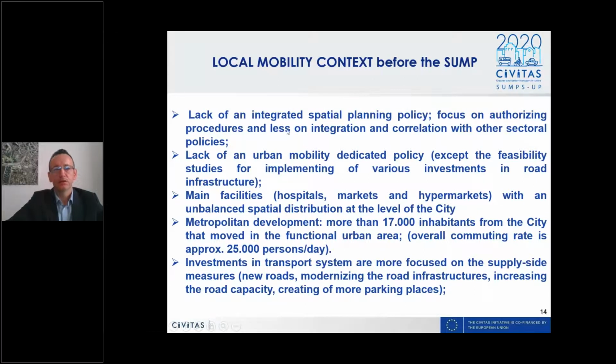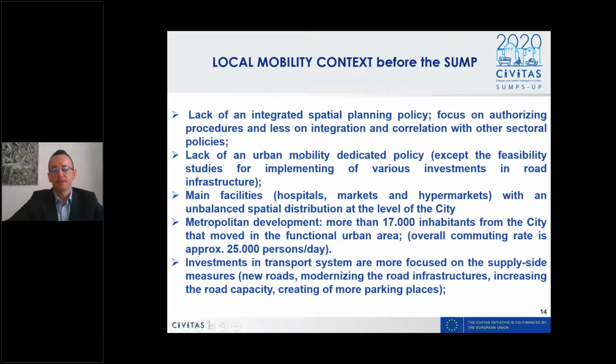Descending a little to the level of the local mobility context, we had the opportunity to elaborate the first sustainable mobility plan in Romania, and we started in 2013. At that time, we did not have any specific provisions regarding the elaboration of sustainable urban mobility plans. So in this context, we used the EU SUMP guidelines existing at that time, which are in the course of being updated.